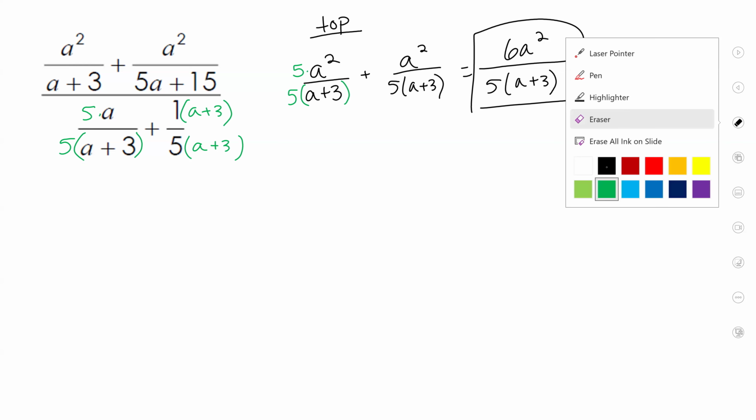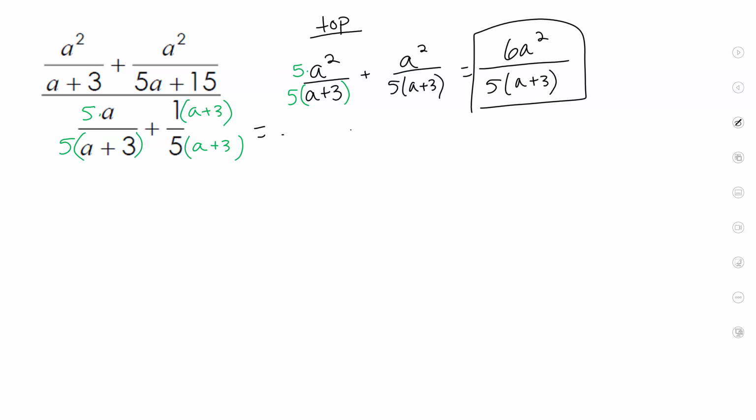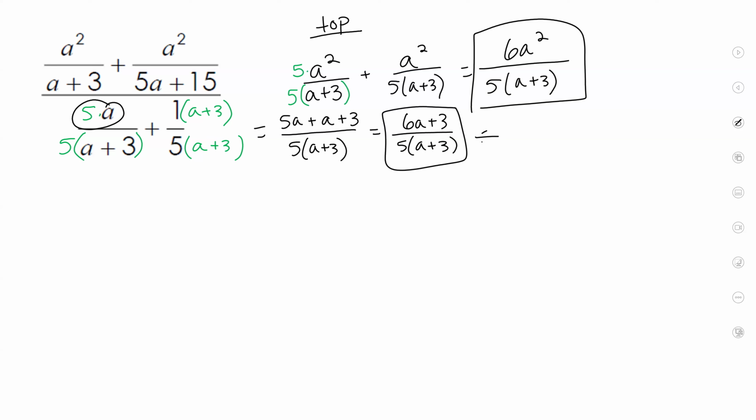So let's look. This denominator, when I combine it, 5 times a plus 3 remains the same, but I have 5a plus a plus 3, which is just 6a plus 3 over 5 times a plus 3. Okay, so guys, this is my denominator. I turned it into a single fraction. All right, so guys, this is the numerator rewritten, and I have the denominator.